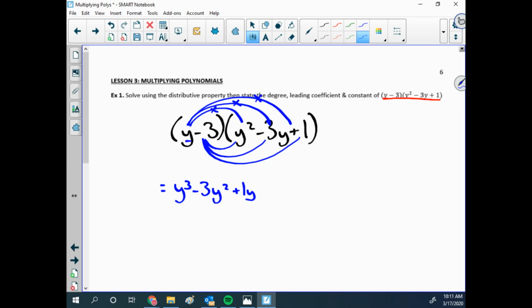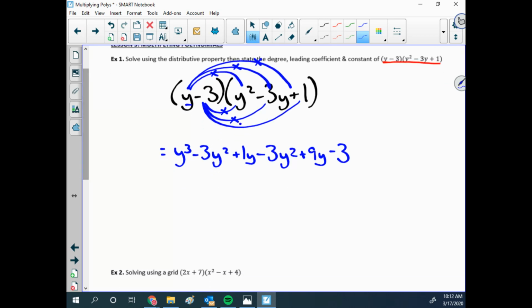Now I'll take my negative 3 and do the same thing. So negative 3 times y squared is negative 3y squared. Negative 3 times negative 3y is going to give me a positive 9y. And negative 3 times 1 is a negative 3.